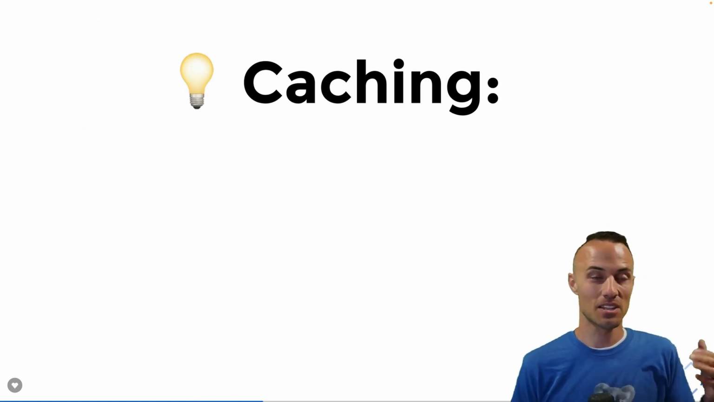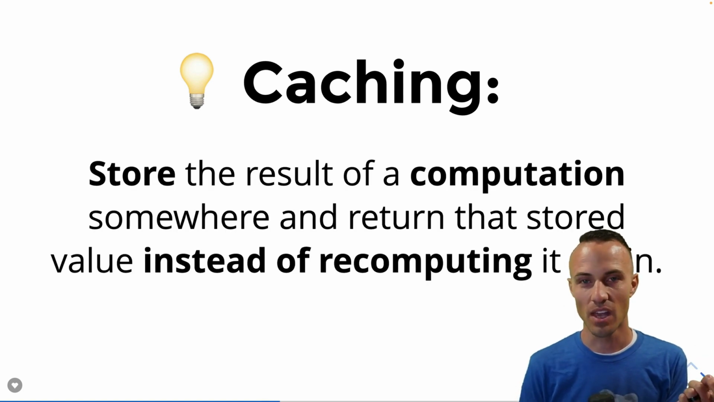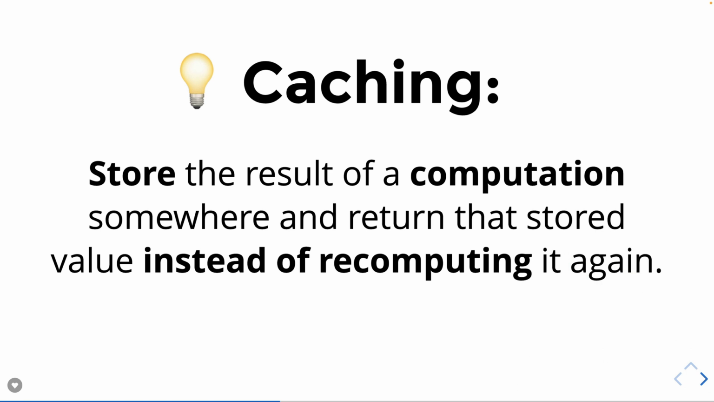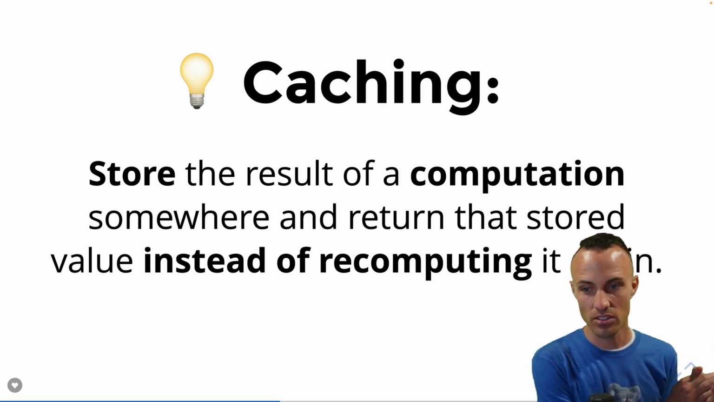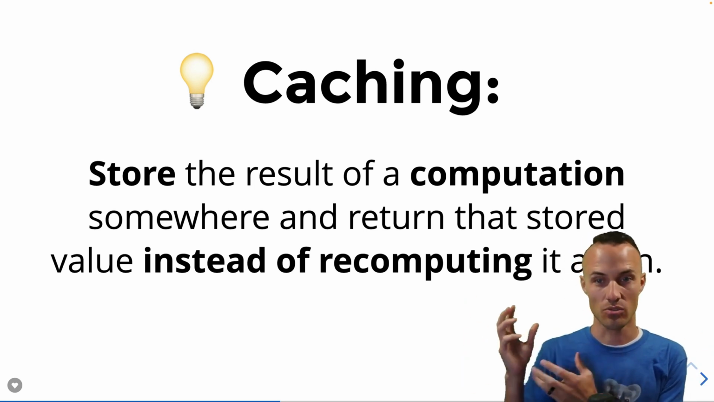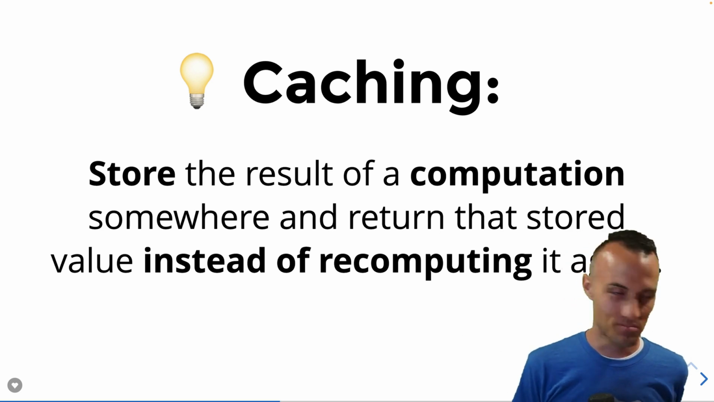Yeah, it's a pretty simple example, but let's pull out the things that we can learn from this and the fundamental idea of what caching is. So you store the result of a computation somewhere and return that stored value instead of recomputing it again. That's it. That's what caching is. That's all it is. Storing the results somewhere and then returning that stored result instead of recomputing that result every time. I wish it were that easy all the time though.